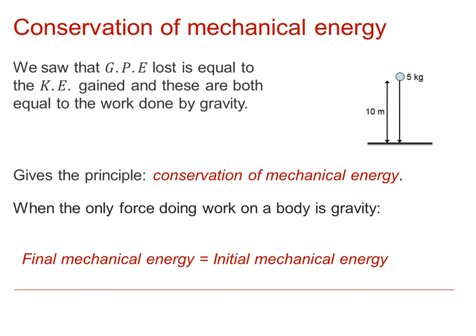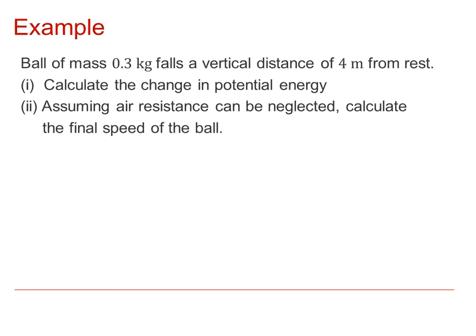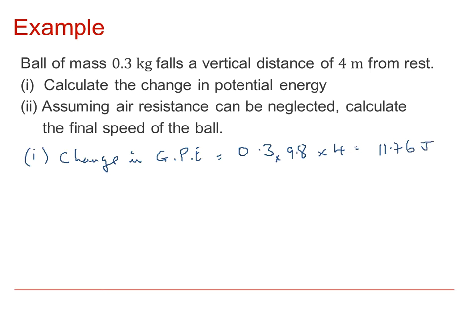So as an example of that, just consider a 0.3 kilogram mass falling 4 meters. The change in the potential energy, so the change in gravitational potential energy, is equal to mgh. So that's 0.3 multiplied by the acceleration due to gravity 9.8 multiplied by the height 4, and that gives us 11.76 joules.